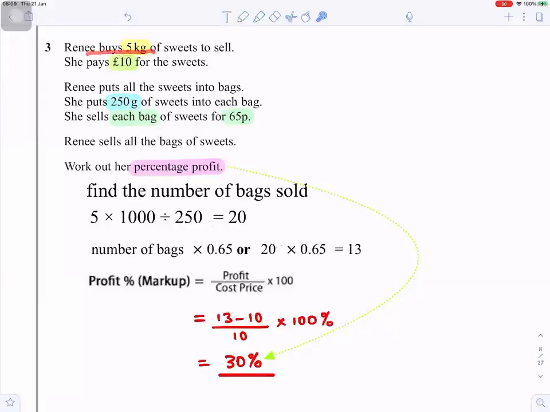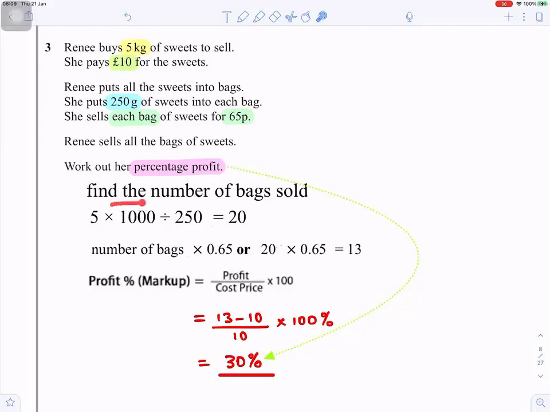Rene buys 5 kilograms of sweets to sell. She pays 10 pounds for the sweets. Rene puts all the sweets into bags. She puts 250 grams of sweets into each bag. She sells each bag of sweets for 65 pence. Rene sells all the bags of sweets. Work out her percentage profit.